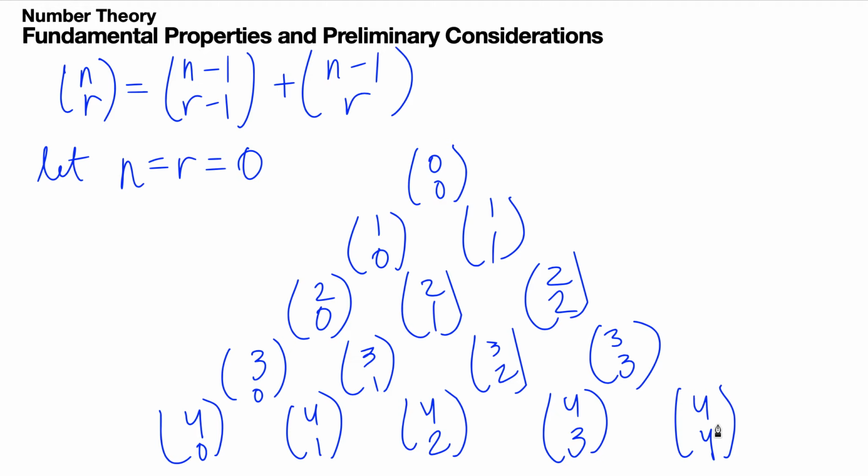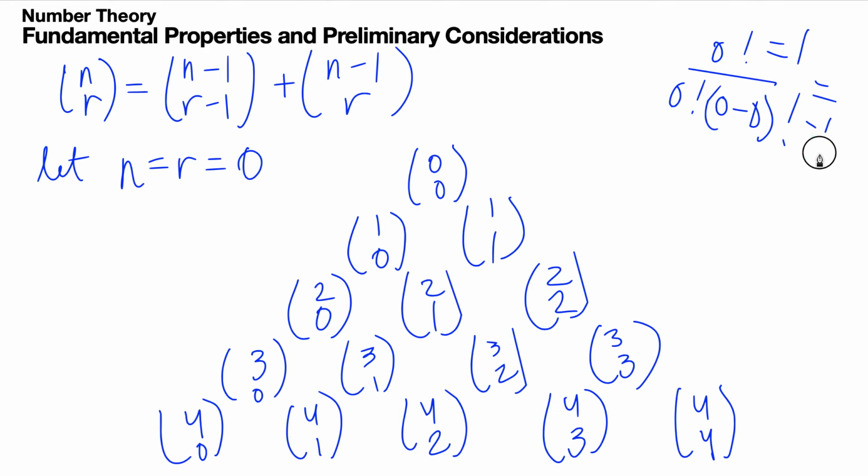So let's try to substitute the values over here. What's the value for 0 choose 0? If you substitute that, that's 0 factorial all over 0 factorial times 0 minus 0 factorial. 0 factorial is 1. So that's 1 over 1, which gives us the value of 1.